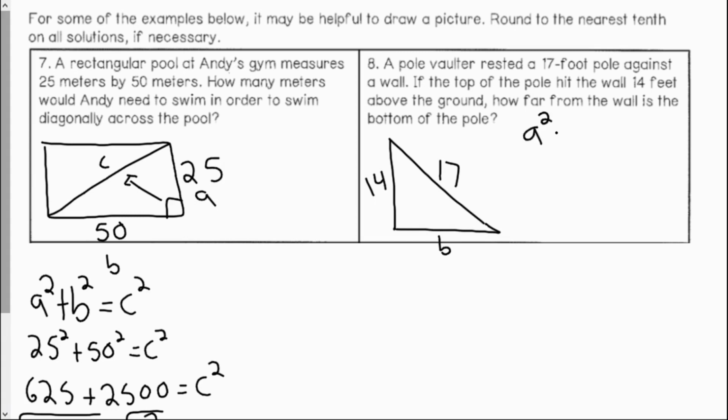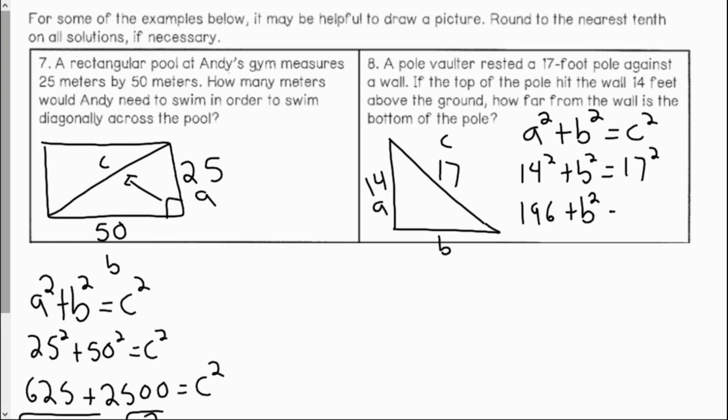So using the Pythagorean theorem, a squared plus b squared will equal c squared. I can call a 14 and 17 would be c. So 14 squared plus b squared will equal 17 squared. 14 squared is 196. B squared stays as b squared, and 17 squared is 289. Subtracting 196 from 289, I will get b squared is equal to 93.